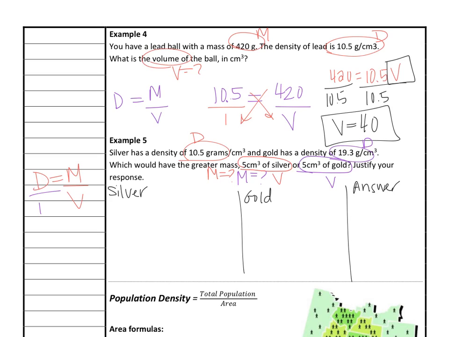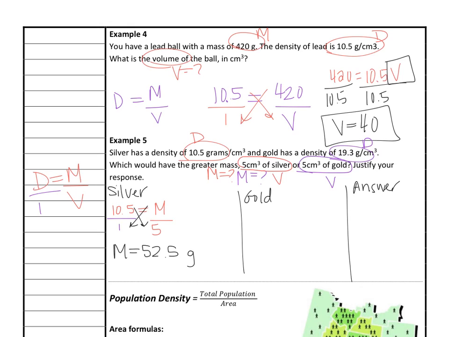Silver, I circled everything in red, so I know that we have 10.5 equals mass, which is unknown, divided by the volume, which was 5. So again, I'm going to put this over 1 and cross multiply to solve. So the mass is equal to whatever 10.5 times 5 is. So I want you to type that in your calculator real quick. You should be getting 52.5. And again, if you want to put units on this, this is grams, but I strongly suggest you don't put units on it. So silver weighs 52.5 grams.